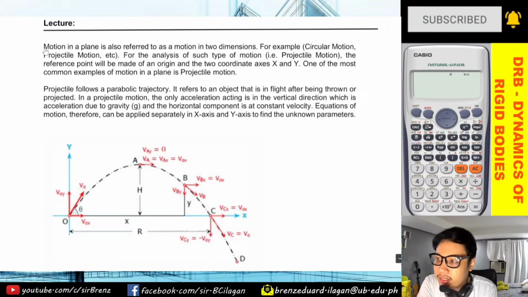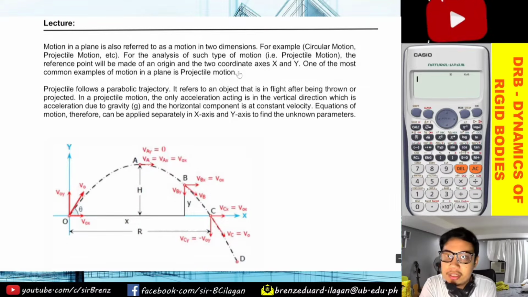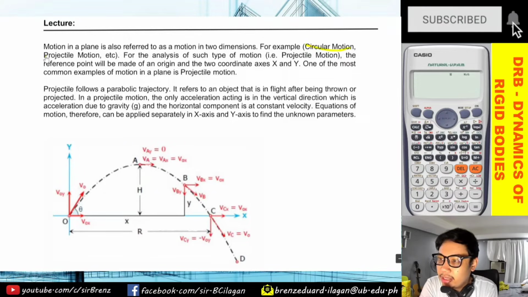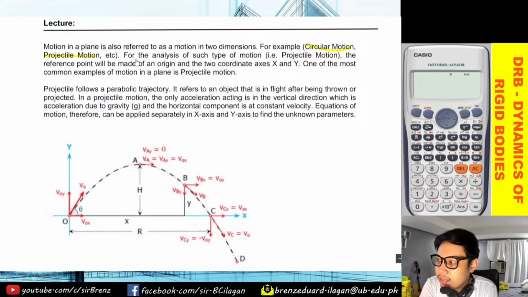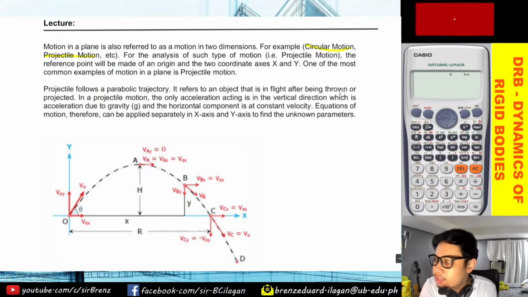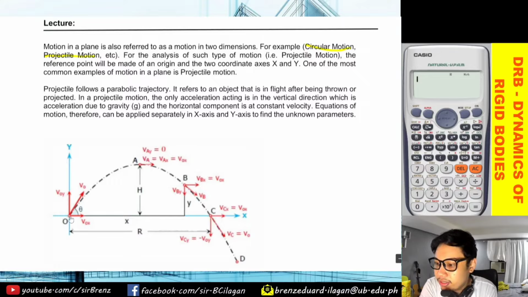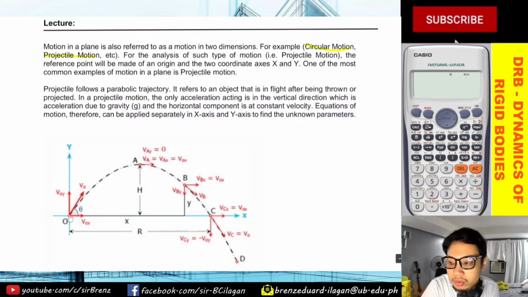So it says here that a motion in a plane is also referred to as motion in 2 dimensions. So example of these are circular motion and yung projectile motion. Ayan. So ilan yan sa mga example. Next, for the analysis of such type of motion, ayun nga yung projectile motion, the reference point will be made of an origin of 2 coordinate axes x and y. So ito yung reference point natin, starting at an initial point of O. Okay?